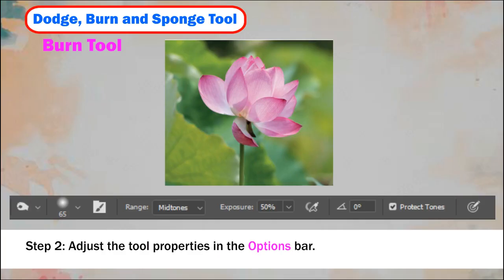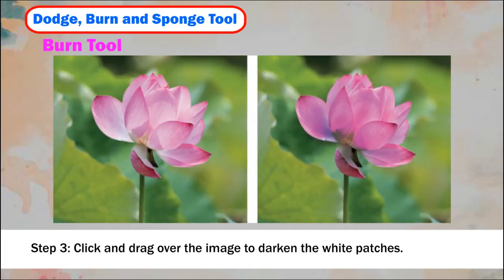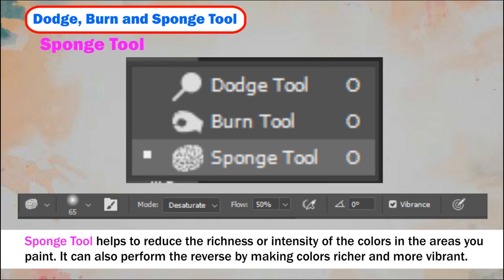Adjust the tool properties in the Options bar. Step 3. Click and drag over the image to darken the white patches. Sponge tool helps to reduce the richness or intensity of the colors in the areas you paint. It can also perform the reverse by making colors richer and more vibrant.